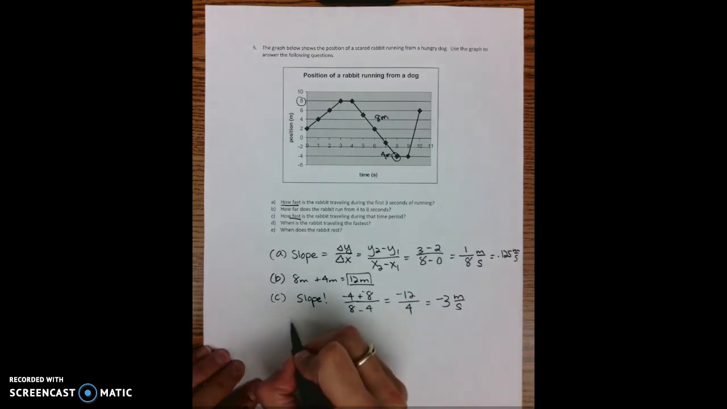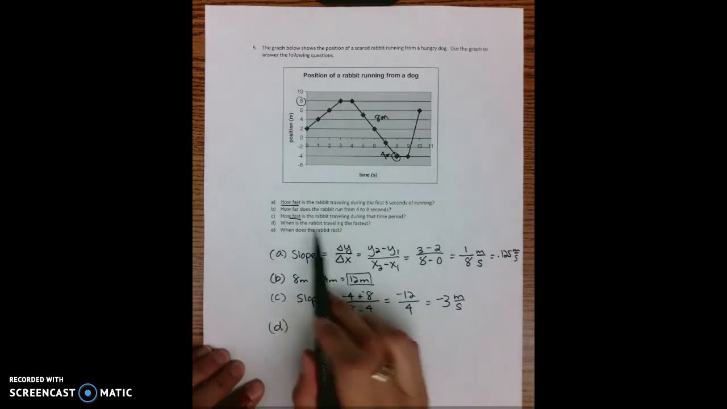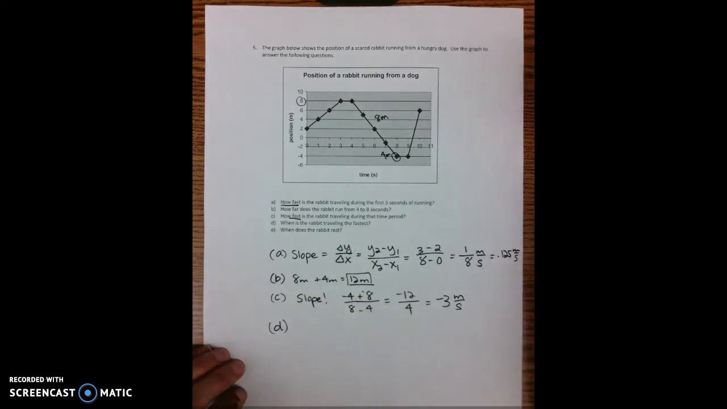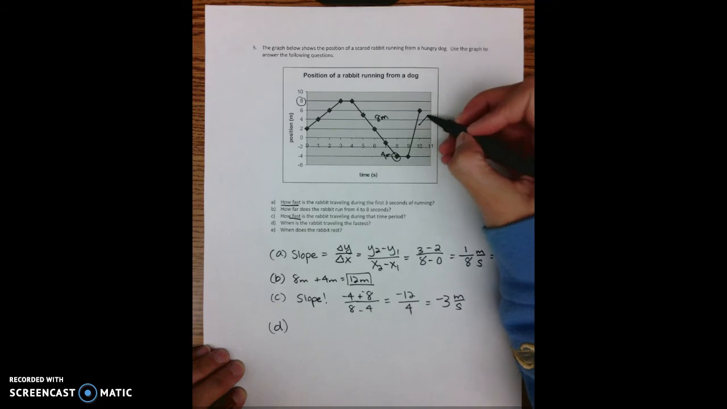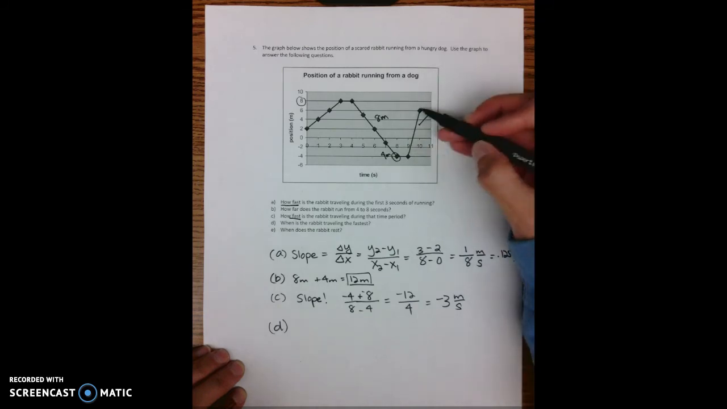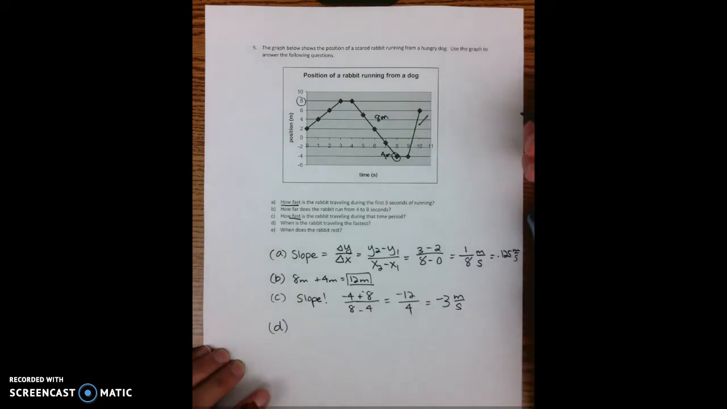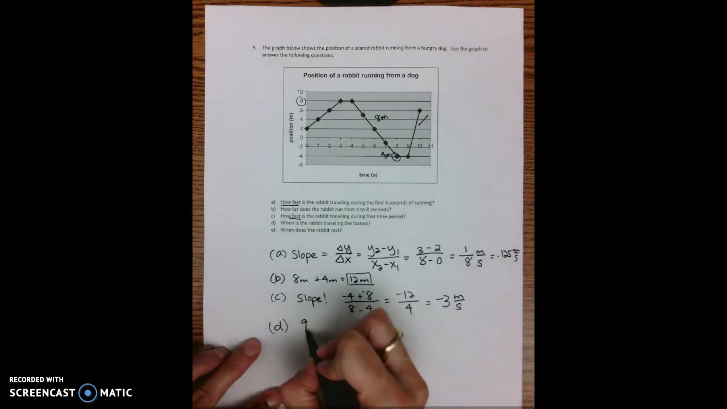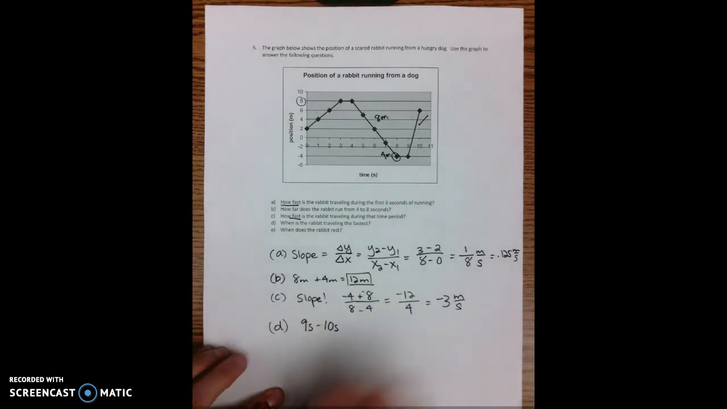Then D is asking us to figure out when is the rabbit traveling the fastest. It's not asking me to figure out the time or the speed. It's asking when. So it's looking for a time interval. And in that case, I can just look qualitatively at the steepest slope. And that looks like it's right here from 9 seconds to 10 seconds. Because it definitely covers 10 meters in 1 second. So when the rabbit is traveling the fastest is from 9 seconds to 10 seconds.